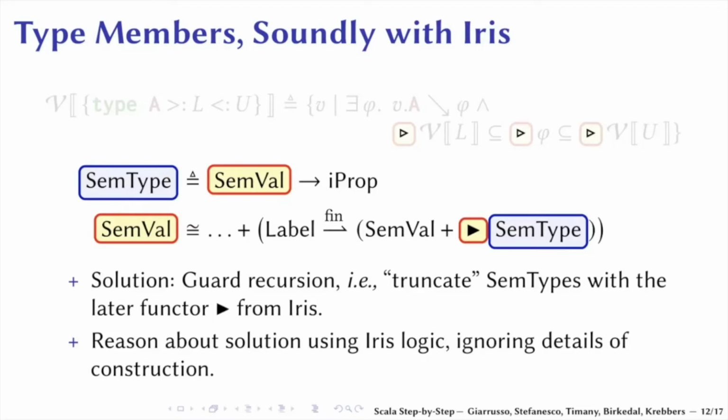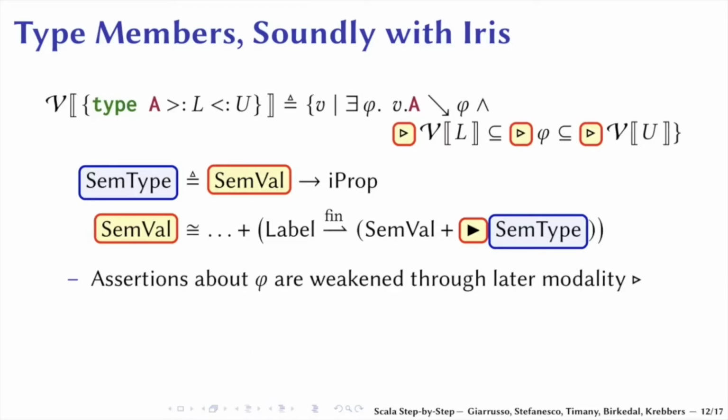That is, storing types into values must truncate types using the Iris later functor. I won't explain what exactly that means, but we can ignore details and reason about the solution to this equation using the Iris logic. Most of the logical relation will be identical to the naive model, except for type members. Since values only contain truncated type members, assertions about type members must be weakened using the later modality, as shown in this example. Here, a value V has type member A between L and U if V dot A contains type phi, but later phi is between later L and later U.